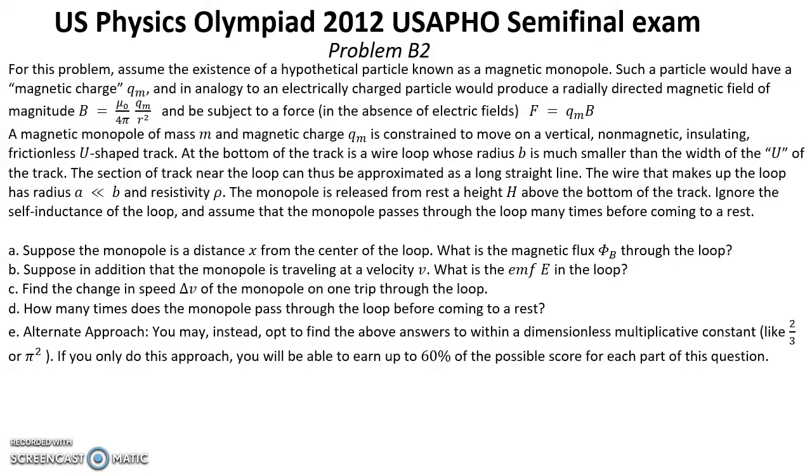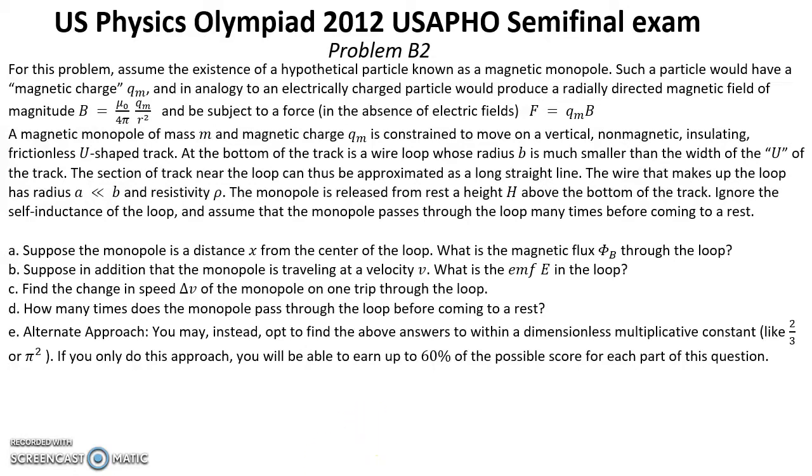What is the magnetic flux Φb through the loop? B. Suppose in addition that the monopole is traveling at a velocity v, what is the EMF E in the loop? Question C. Find the change in the speed dv of the monopole on the trip through the loop. Question D. How many times does the monopole pass through the loop before coming to a rest?